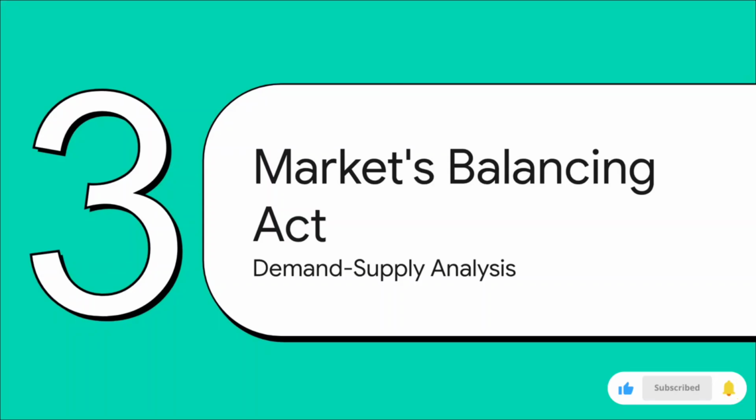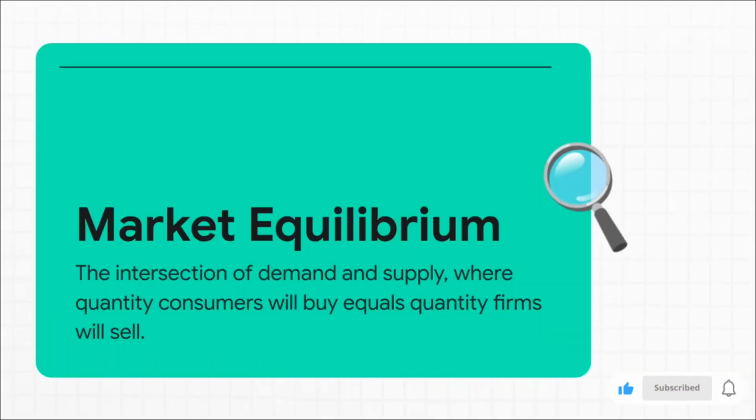All right, so let's zoom out a bit. We've been focused on the individual consumer, but what about the entire market? How does the price of something like, say, onions in a local Indian market actually get decided? It all comes down to this sweet spot called market equilibrium.